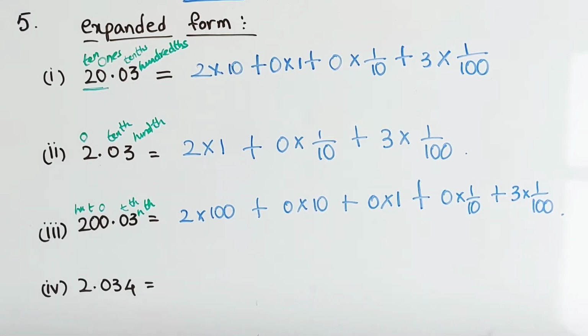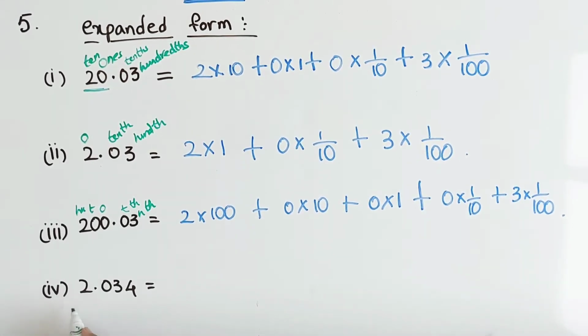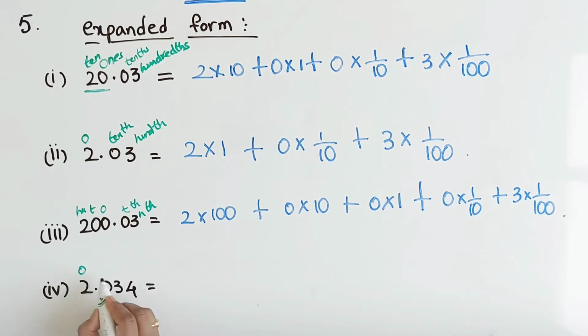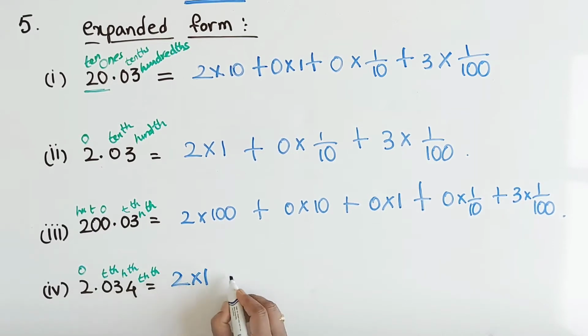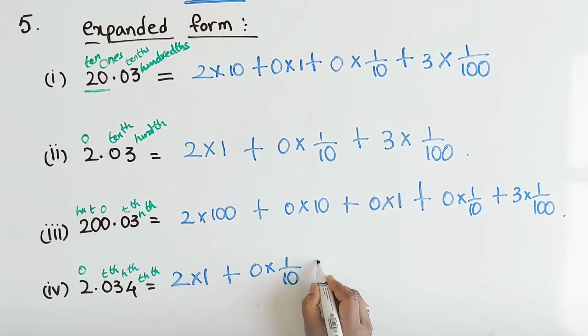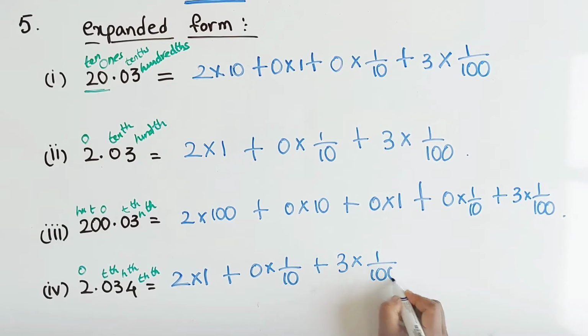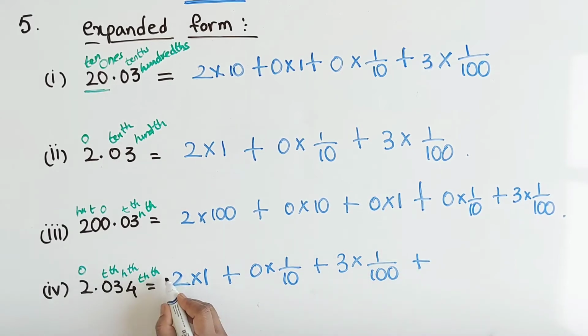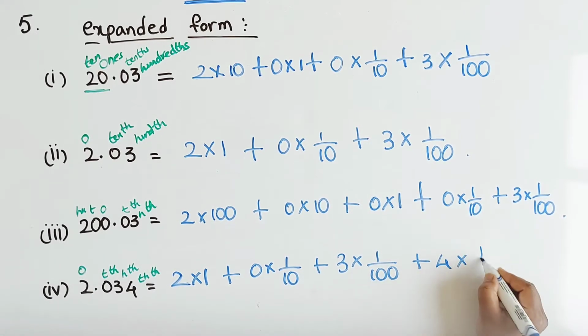Next one, 2.034. First we'll write the place values here. This is ones, and after the point this one tenths, hundredths, thousandths. Correct, children? So 2 in ones place, that means 2 into 1, plus after the point 0 into 1 by 10, plus 3 in hundredths place, 3 into 1 by 100, plus 4 in thousandths place, 4 into 1 by 1000. This is the answer, children.